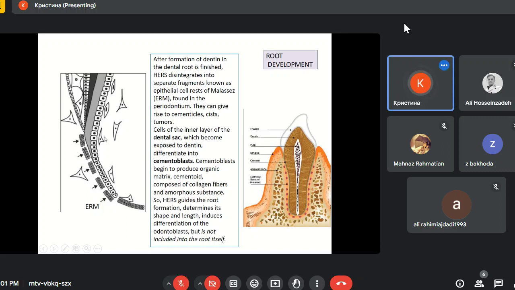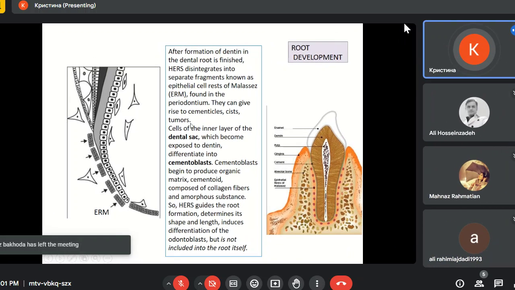So normally these epithelial rests of Malassez should fully disintegrate, but in some cases they remain and form some bad structures such as cementicles, cysts and tumors found in the periodontium of the root.